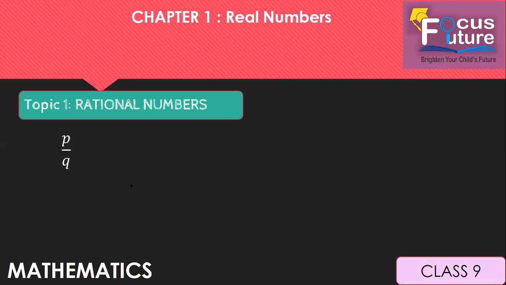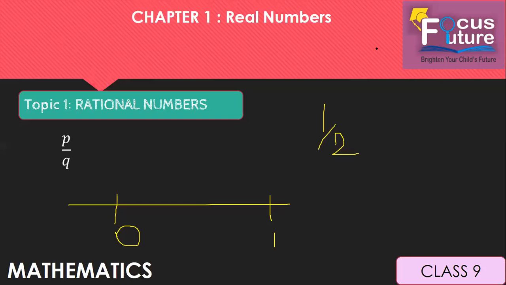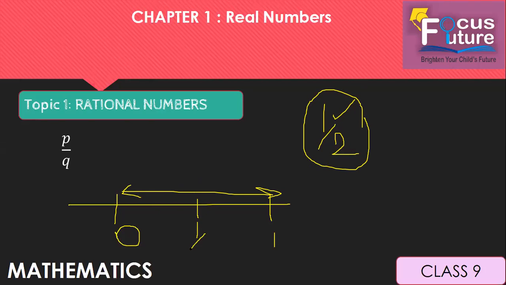Now, we need to find the value of 1 by 2 in the number line. If I have to find out the value of 1 by 2 in the number line, for that purpose, 1 is divided into two parts. This is the total distance 1. It is divided into two parts. Half of this distance is 1 by 2, right?